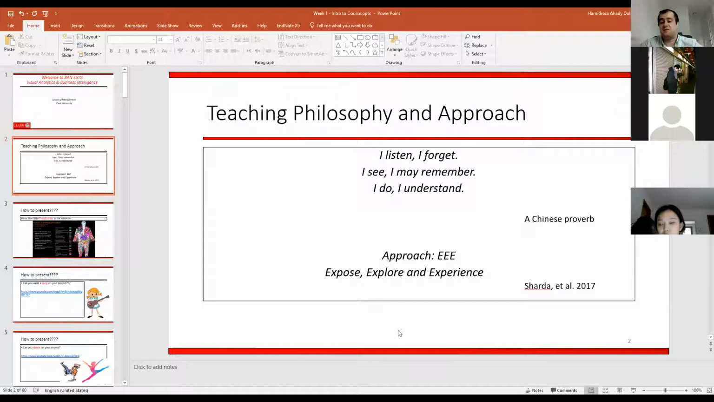We have some Chinese students in this class. Have you guys even heard of this proverb, or is it just a fake Chinese proverb? Is it the famous one or not?